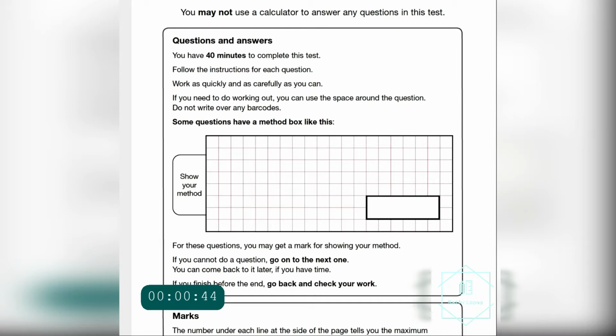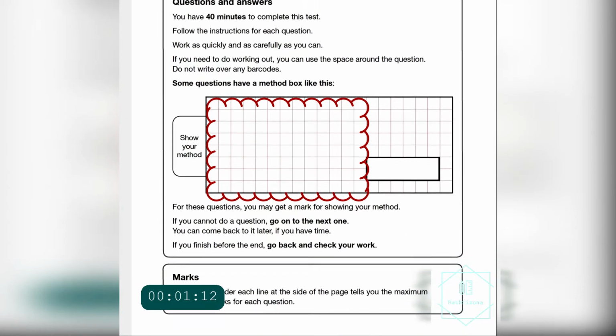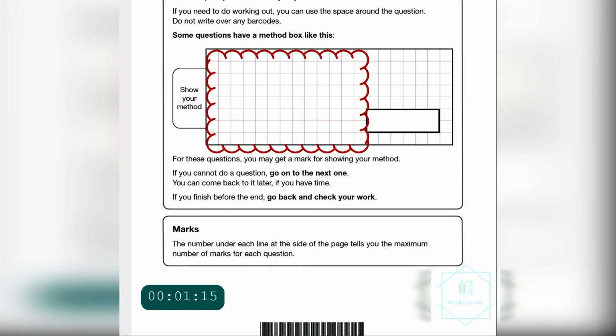In some questions you will see these kinds of boxes. These boxes show where you can show your methods, and you get some extra marks for showing those workings, so always use those boxes. If you cannot do a question, don't waste your time. Go to the next one and come back to it later when you finish the paper and have time. If you finish before the end, always go back and check your work before submitting the paper. The number under each line at the side of the page tells you the maximum number of marks for that question.